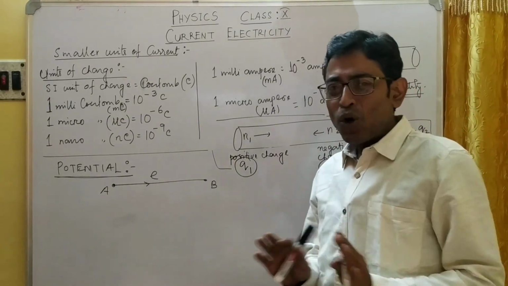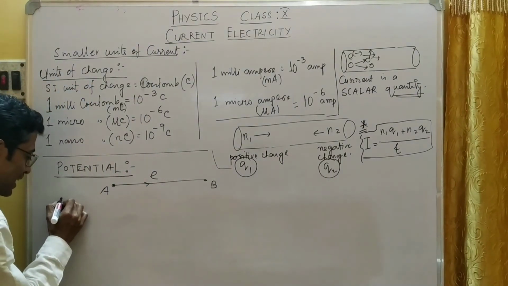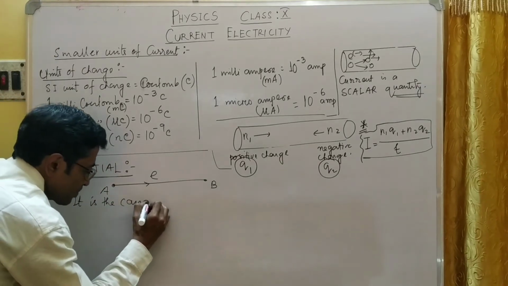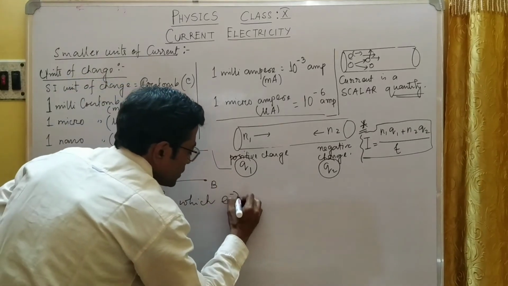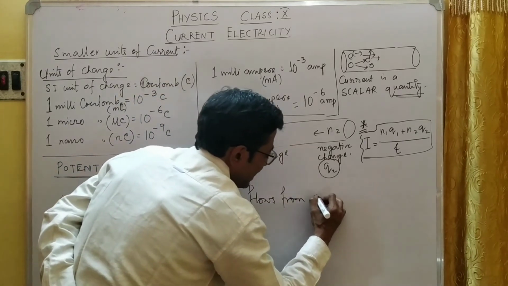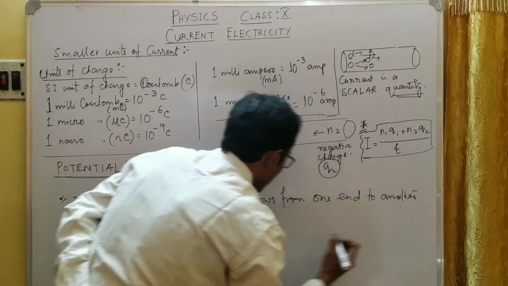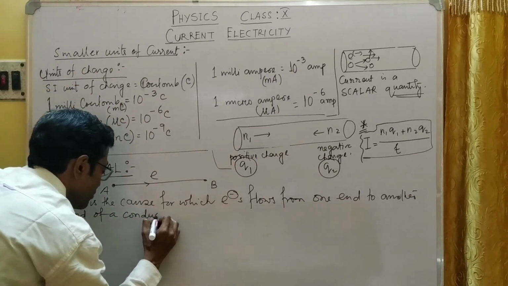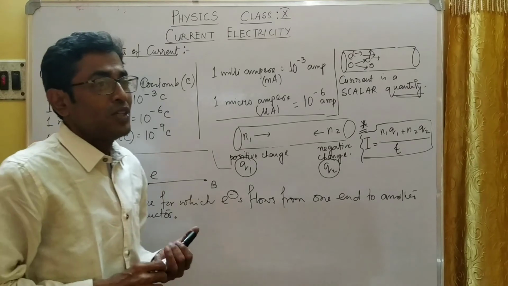So initially this is a very raw definition. Potential is the cause. Remember, first point I can write: potential is the cause for which electrons flow from one end to another end of a conductor. Remember this one.